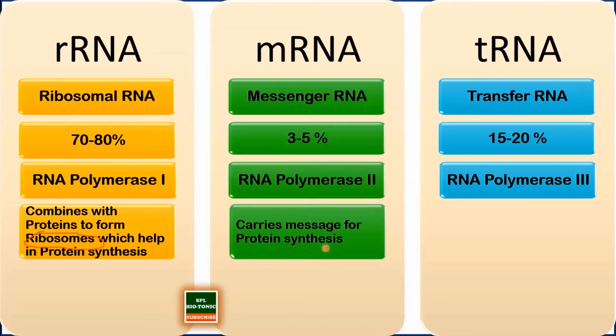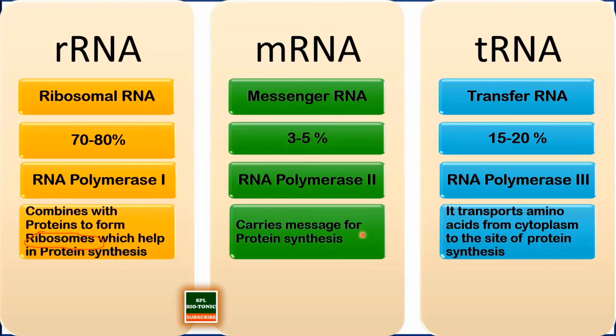So messenger RNA carries the message for protein synthesis from DNA to the cytoplasm, and transfer RNA acts as a goods carrier. You must have seen trucks carrying various types of goods. So on the trucks you must have seen the heading goods carrier. So what is a transfer RNA? It acts as a goods carrier. It transports the amino acid from cytoplasm to the site of protein synthesis.